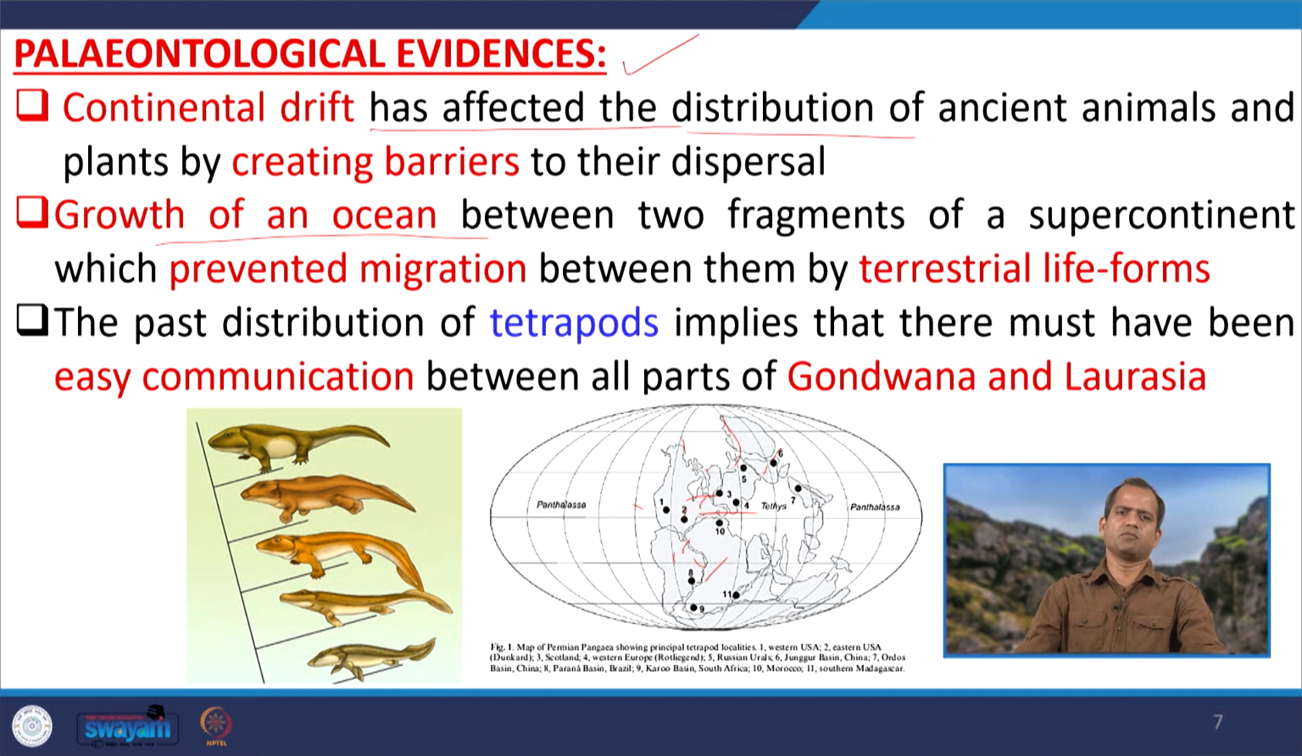The past distribution of tetrapods implies that there must have been easy communication between all parts of Gondwana and Laurentia. So, here Gondwana and Laurentia were well connected, and these tetrapods could pass easily, so distribution is easy and uniform everywhere. However, nowadays they are separated.